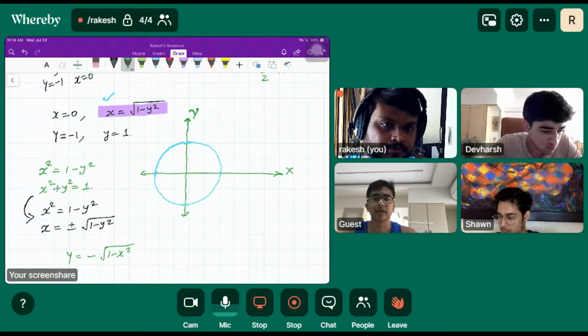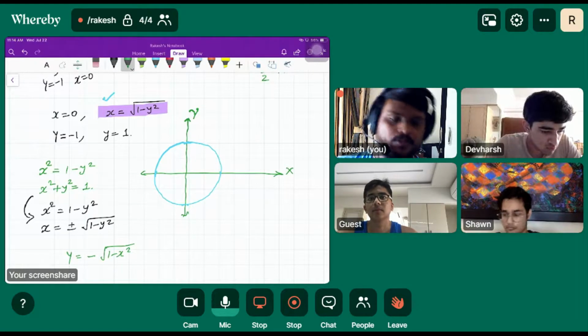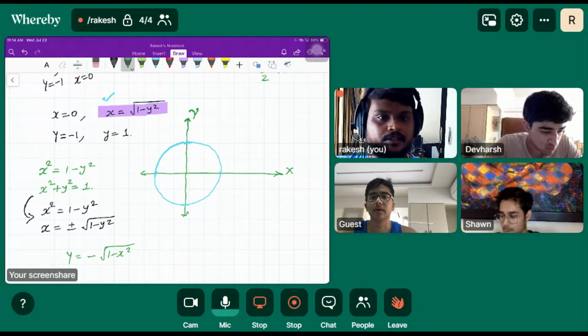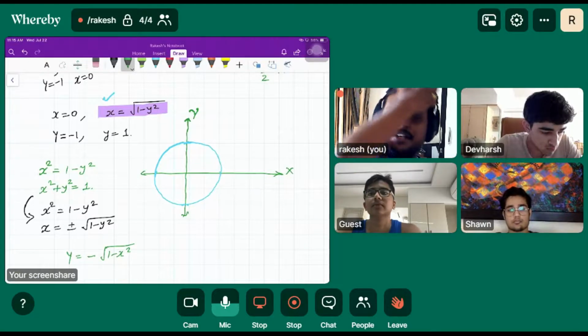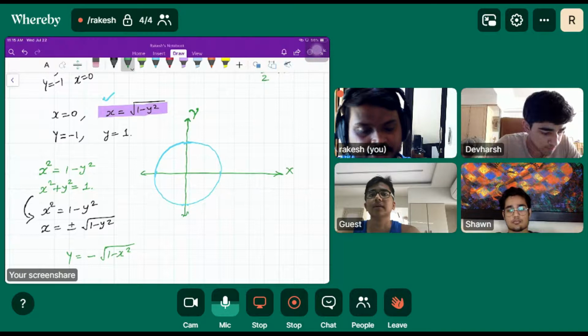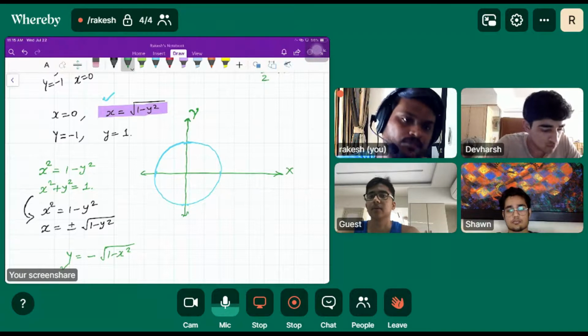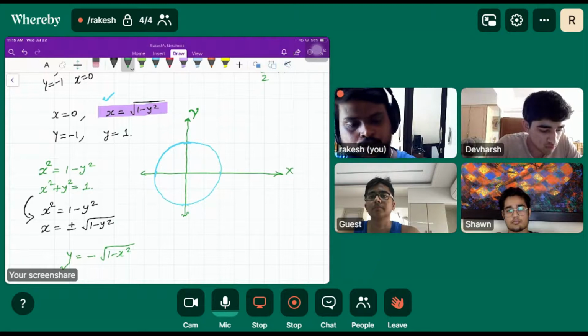Second and third? No. Sorry, third and fourth. Yeah, the y value is negative, so that is in the third and fourth quadrants. Okay. So this was the idea.